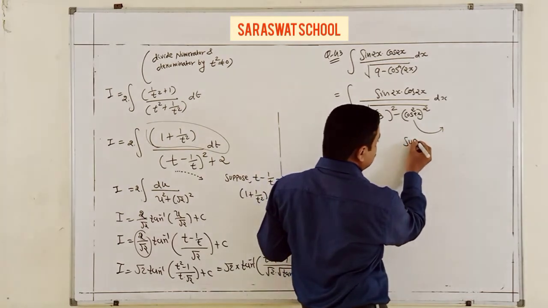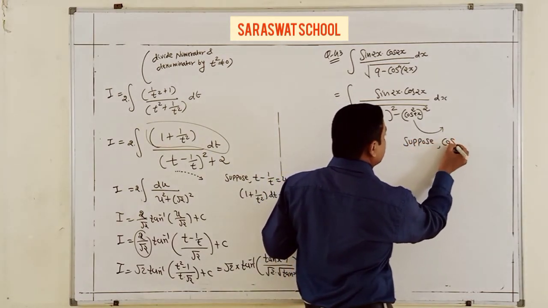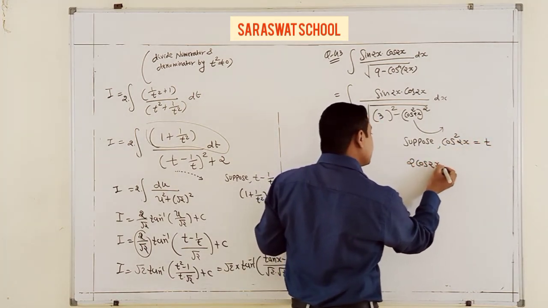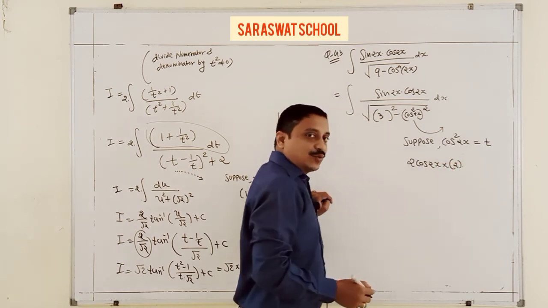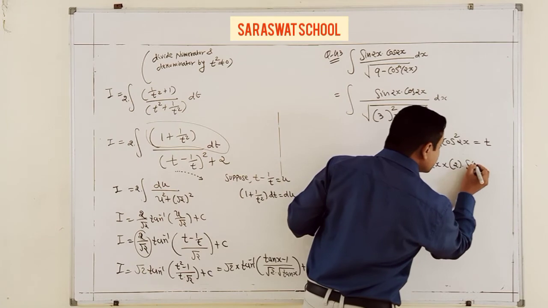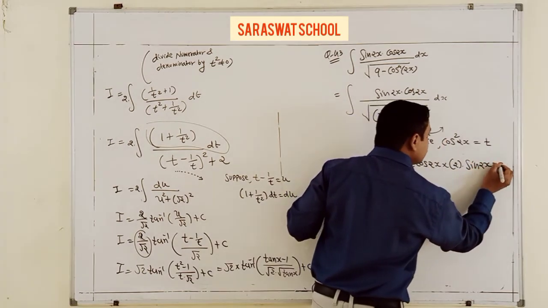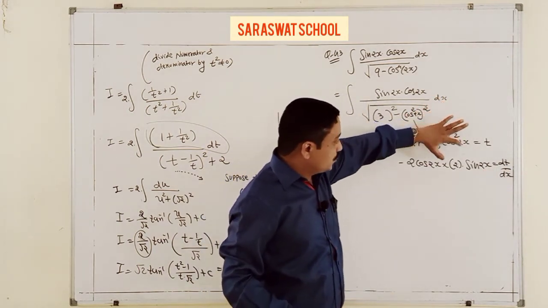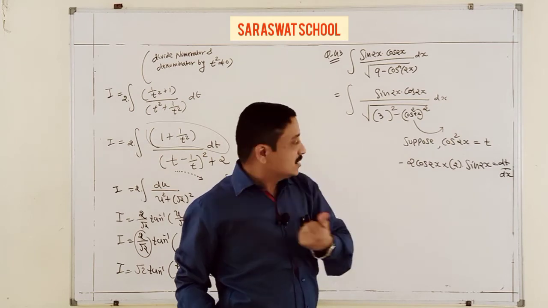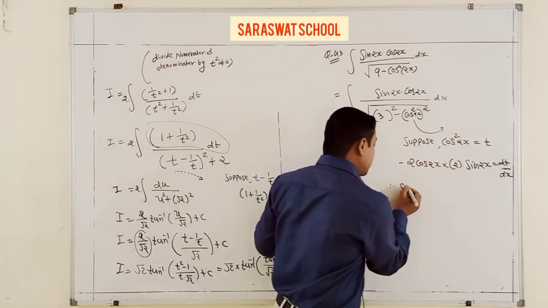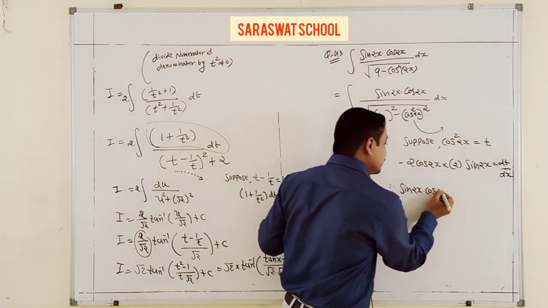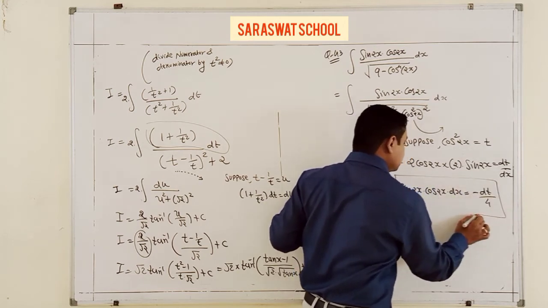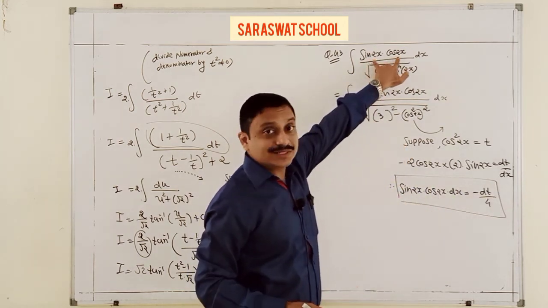So suppose cos square 2x becomes t. Take the derivative: 2 cos 2x into 2, and what is the coefficient 2? The derivative of cos is minus sin 2x, so dt by dx. Again, power into 2 cos 2x, coefficient 2, and derivative of cos 2x is minus sin 2x. Indirectly you can get sin 2x cos 2x dx, which is minus dt by 4. That's the answer.